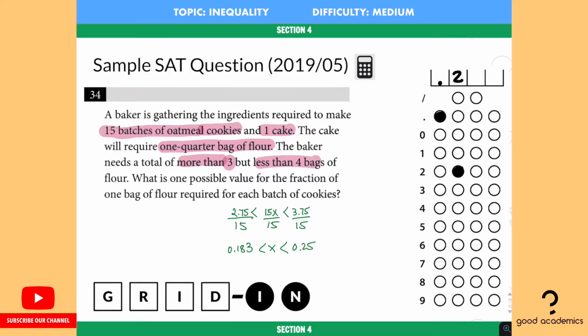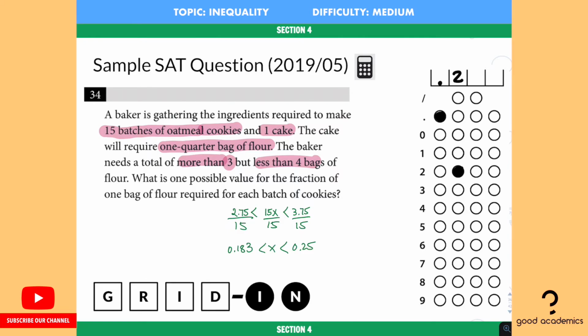So any number that you put in here, the computer grader would know what you're putting, and as long as you put a number in between these two values, you are all set. This is not really a hard problem in terms of the mathematics. It's more about understanding the situation in the word problem, making sure that we just want to focus on the cookies. So let's not worry about the cake at the very beginning.